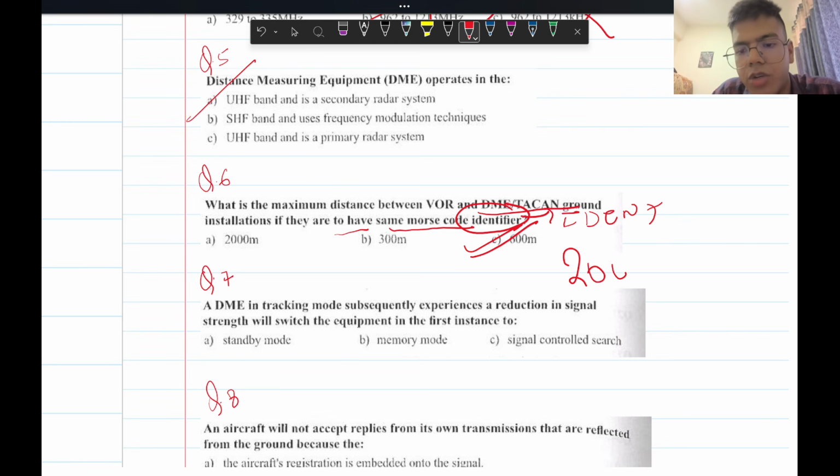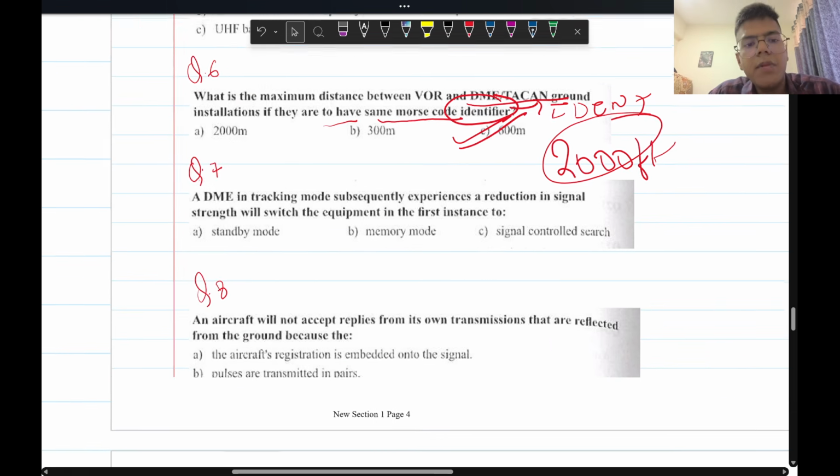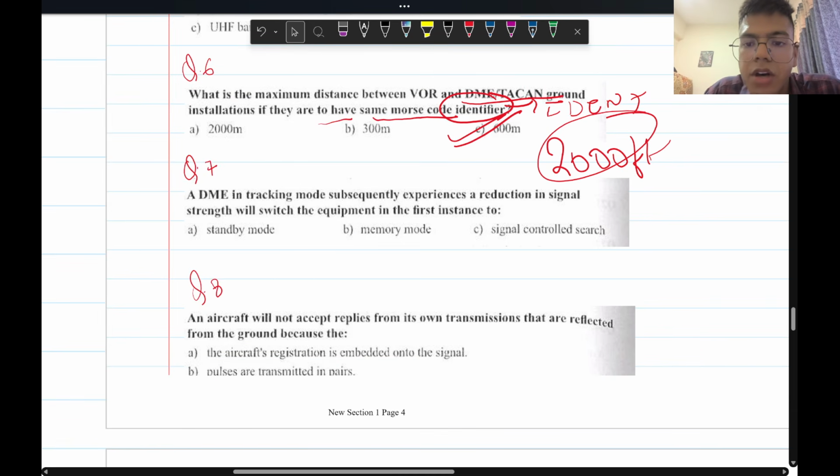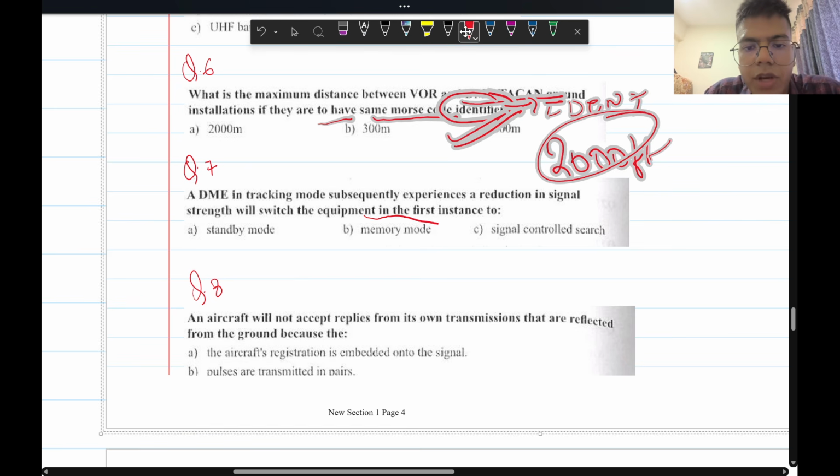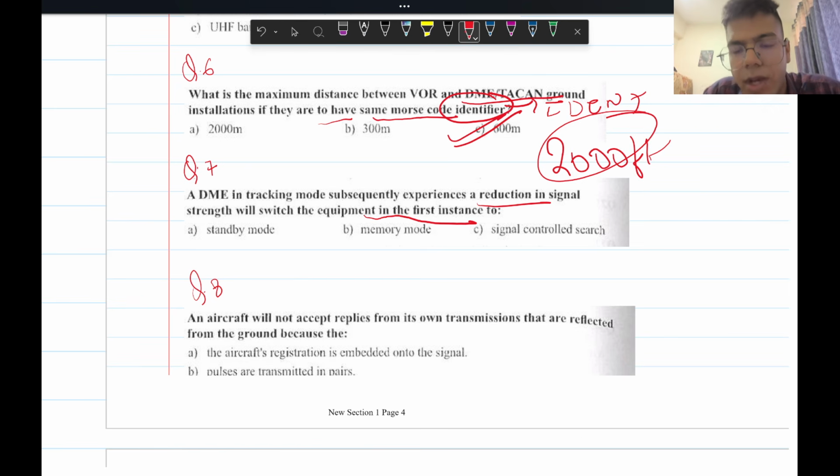If the option is 2000 feet, that also is correct. A DME in tracking mode subsequently experiences a reduction in signal strength will switch the equipment in the first instance to... see, reduction has happened, so it will go in the memory circuit mode, we call it memory mode. In that case, it is giving the frozen display for 10 seconds and after those 10 seconds, again search mode starts. So memory mode.